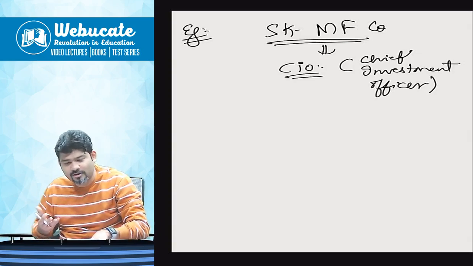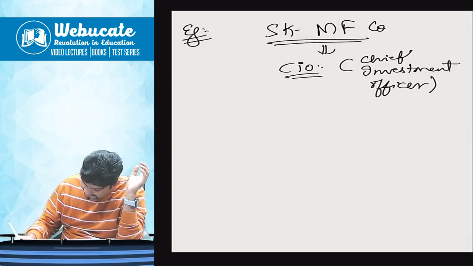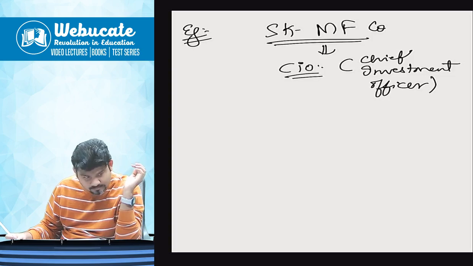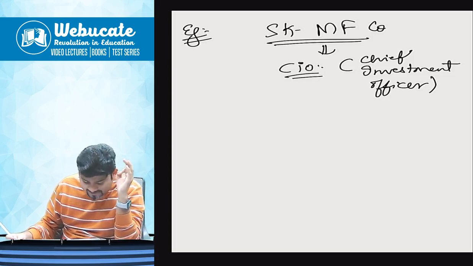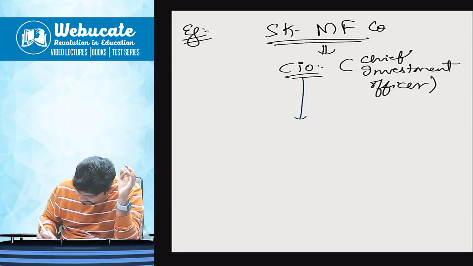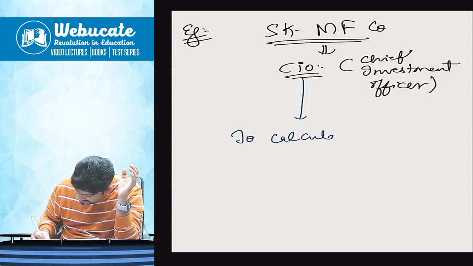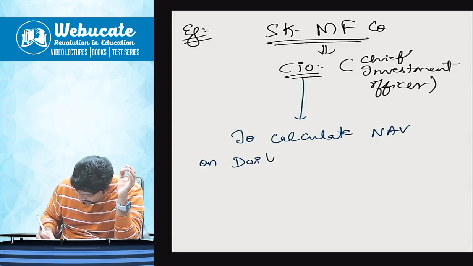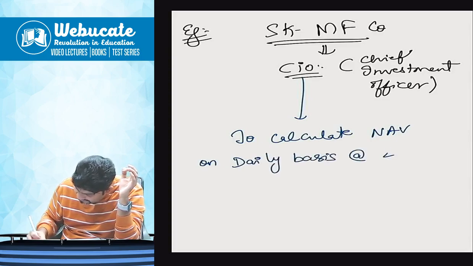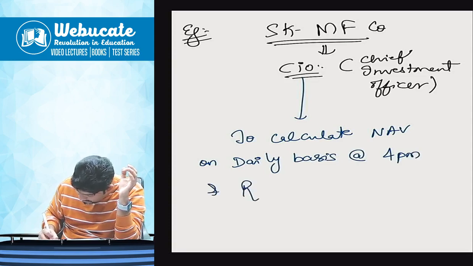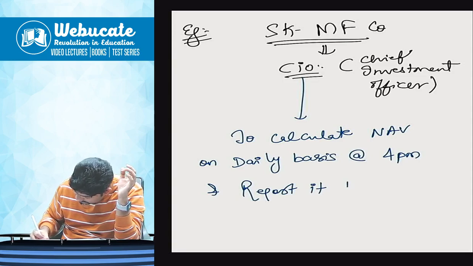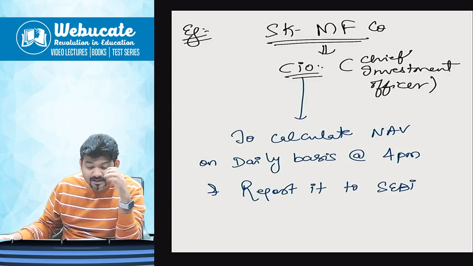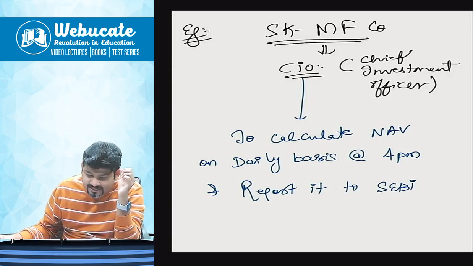Okay? Are you telling okay or no? So the Chief Investment Officer has to calculate NAV on a daily basis, say at 4 p.m., and report it to SEBI. But NAV includes market value. So if the amount is invested in shares, how is it calculated?